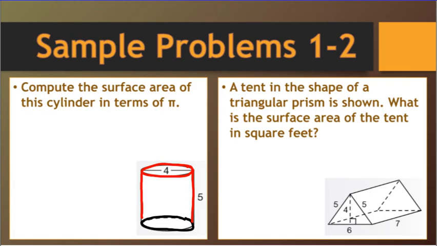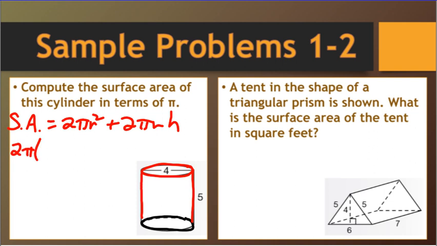So now let's go back to here. Surface area would equal 2 pi r squared plus 2 pi r times the height. Now let's just substitute our numbers in. So 2 pi r, the diameter is 4, so the radius has to be 2, squared, plus 2 pi, the radius is 2, times the height, which is 5.